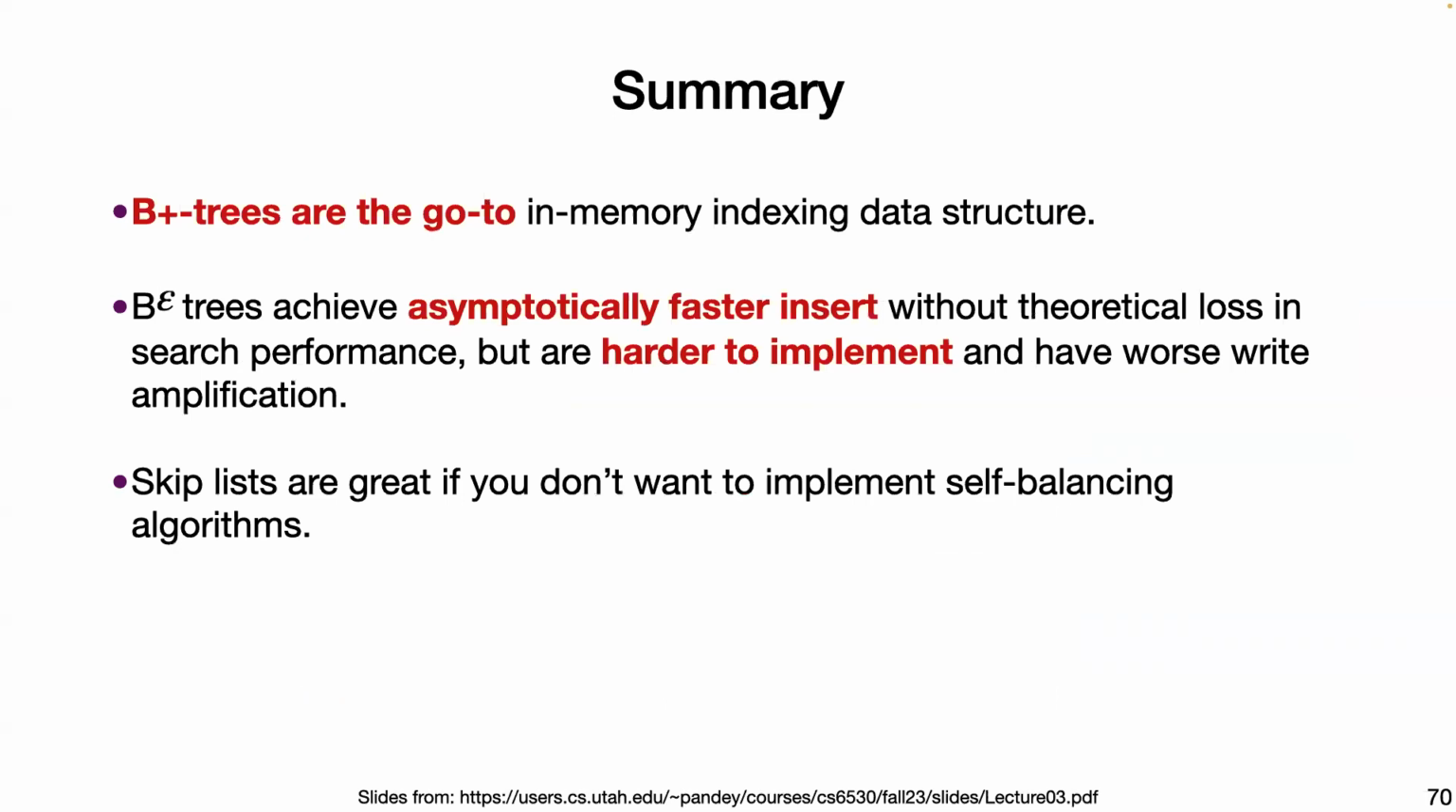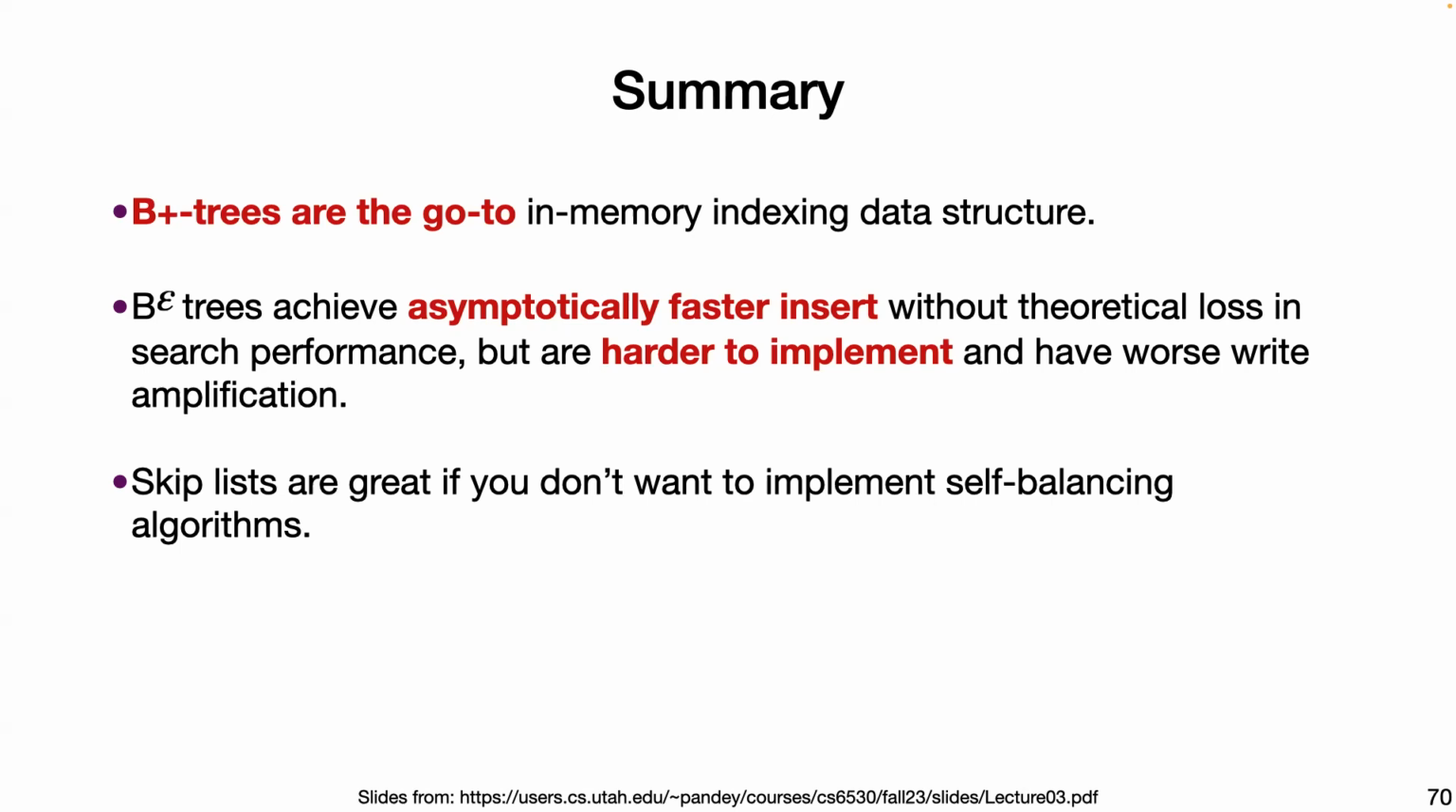Okay, so to summarize, B plus trees are pretty much the go-to in-memory indexing structure, also out of memory. B epsilon trees are asymptotically faster to insert without theoretical loss in search performance, but they're harder to implement, and they also have worse write amplification because you have to keep doing buffering. You see a similar thing for LSM. You have asymptotically faster insert than B trees, but they also suffer from the same issues that buffered data structures have.